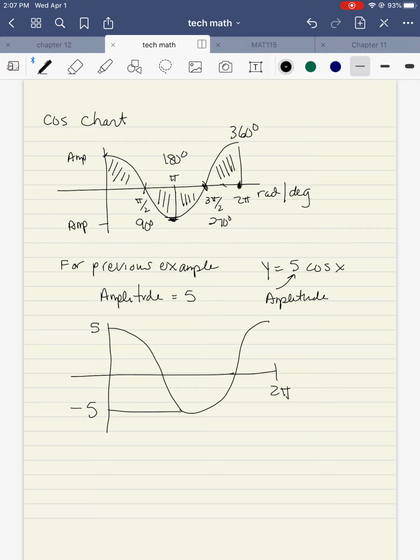Since the equation on the other page is y equals 5 cosine x, it's basically the same shape as the cosine. The only thing is it has an amplitude of 5, so I put a positive 5 and a minus 5 over here, and I draw my wave. Notice it's ending at 2 pi, one complete cycle.